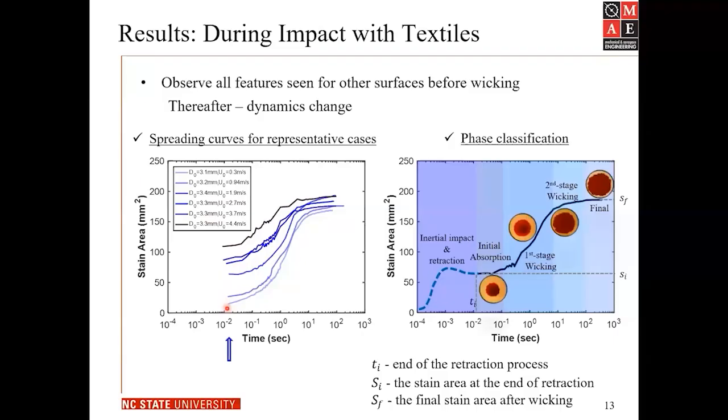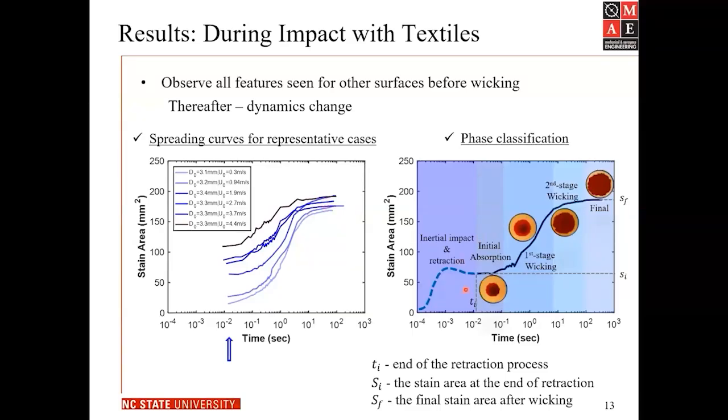We can see that the stain area is quite different for different speeds, and we can see that higher velocity gives us a higher stain area. And after a certain time of wicking, we can see that most of the surface will reach almost the same area, and the difference becomes really small after the wicking process.